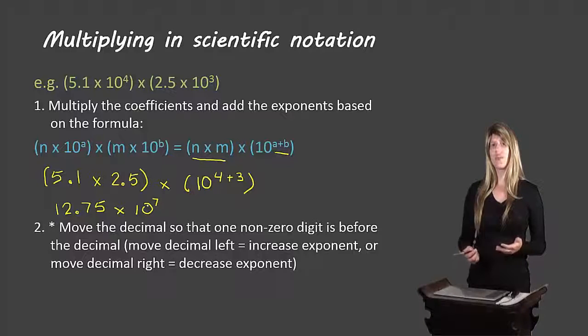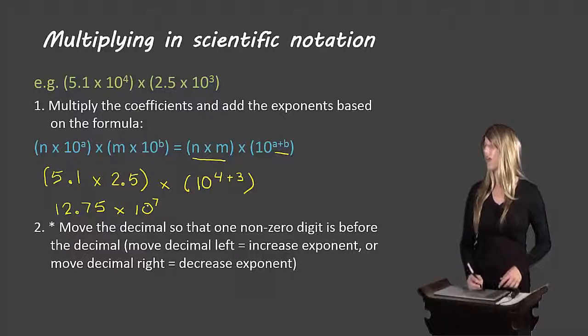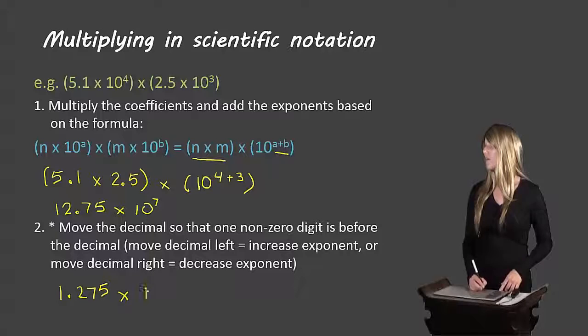We have 12.75. We need to move the decimal to the left so that only the 1 is in front of the decimal. If we move the decimal to the left, we increase our exponent. We're moving it 1 time, so we increase the exponent by 1. So we would end up with 1.275 times 10 to the power of 8.